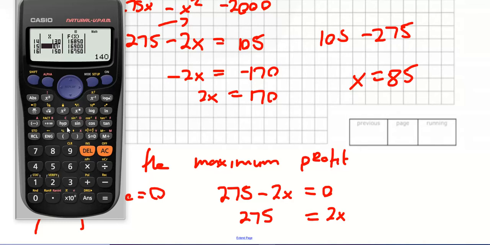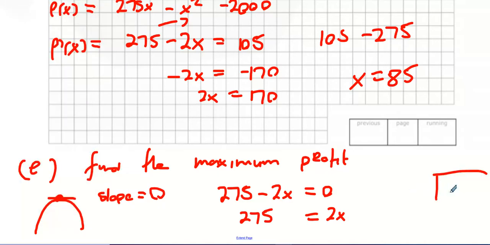So, actually, the maximum probably wasn't 140. It was actually something else. So 275 divided by 2, I'll just do it here. Goes once, 3 times, 137.5 is your maximum.